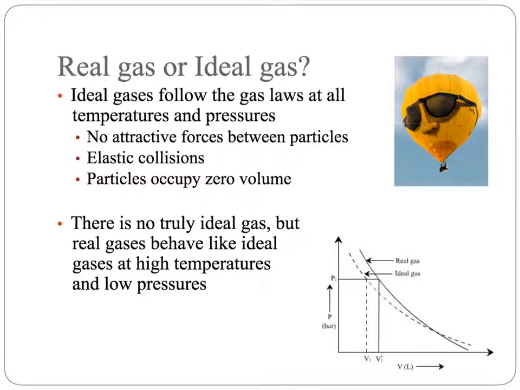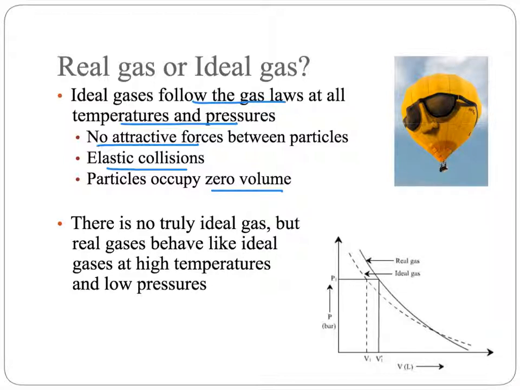What's a real gas compared to an ideal gas? Well, an ideal gas follows all the gas laws at every temperature and pressure. That means there's no attractive forces between the particles. Any collisions between particles are perfectly elastic, no energy is lost, and the particles occupy a zero volume. I think you can see from these standards, especially the last one, that no gas is truly an ideal gas.